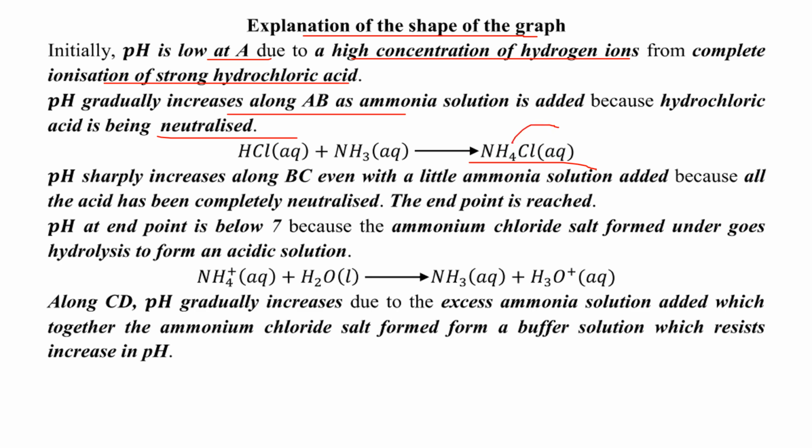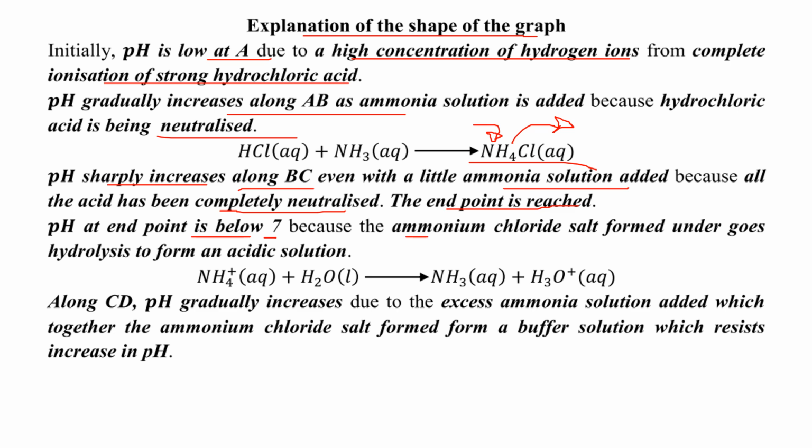Now remember that this salt is a strong salt, so it will fully ionize to form ammonium ions and chloride ions. The ammonium ions, since they are from a weak base, are going to undergo what we call cationic hydrolysis. But I told you that is under the steep part, which is along BC. So along BC, pH is sharply increasing with the addition of ammonia solution, and this is because first is due to complete neutralization, and secondly because the endpoint is being reached. And then also comparing pH with that of 7, you are going to find that our pH at the endpoint is below 7.